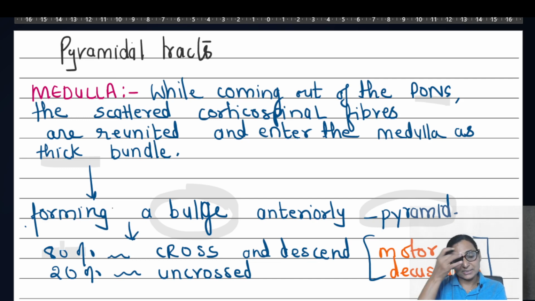80% of these fibers are going to cross. Once they form a bulge in the pyramid, they cross. The crossed fibers will descend down, and 20% of the fibers will be uncrossed. This crossing of 80% of the fibers is also called the major motor decussation. When I was teaching you the sensory tract, the dorsal column, I told you that behind the medulla there is a sensory decussation. Here you can see anteriorly they are forming a bulge, and this is a motor decussation.